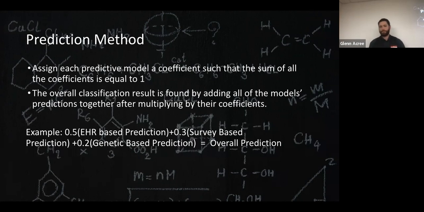How did you come up with those weights? And for someone with missing data, for example, someone who just had EHR and survey, would you just take those weights and divide that by 0.8? Pretty much. So the question was, how do you find the weights to apply to each model? And then further on that, what would you do if someone's missing one of these types of data?